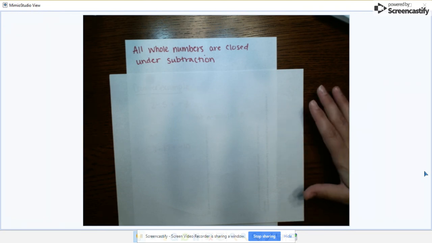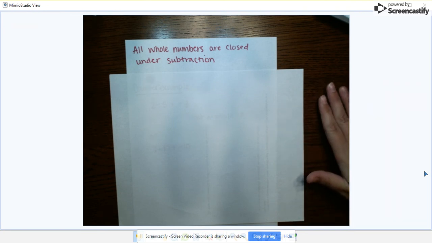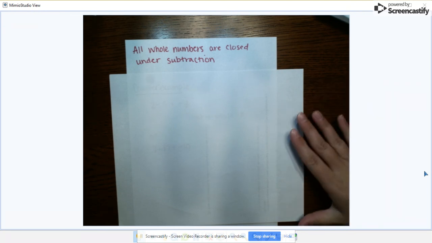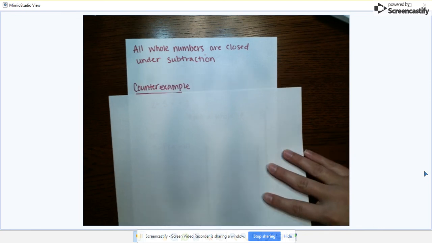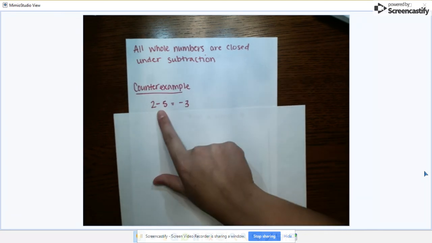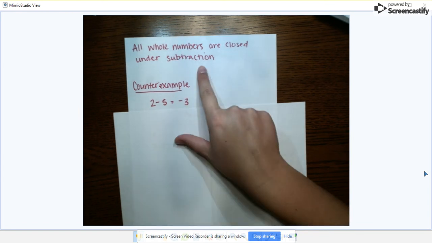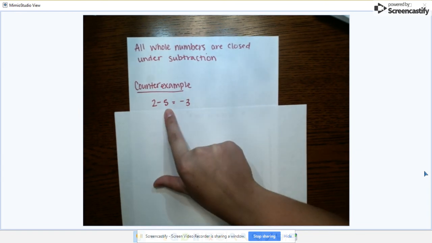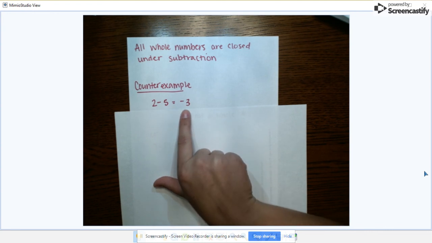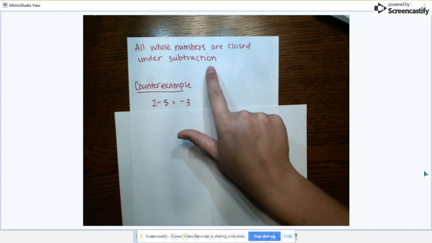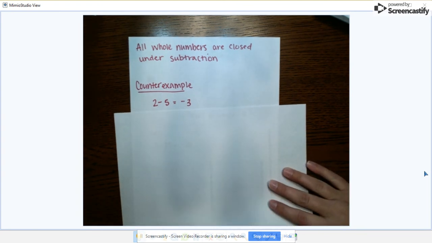So whole numbers, remember, include zero and then positive integers. So a counterexample would be 2 minus 5. We know it has to be subtraction because that is what the statement said. Both 2 and 5 are whole numbers, but when we subtract them, we get negative 3, which is not a whole number. So that would be a counterexample, which proves that statement false.